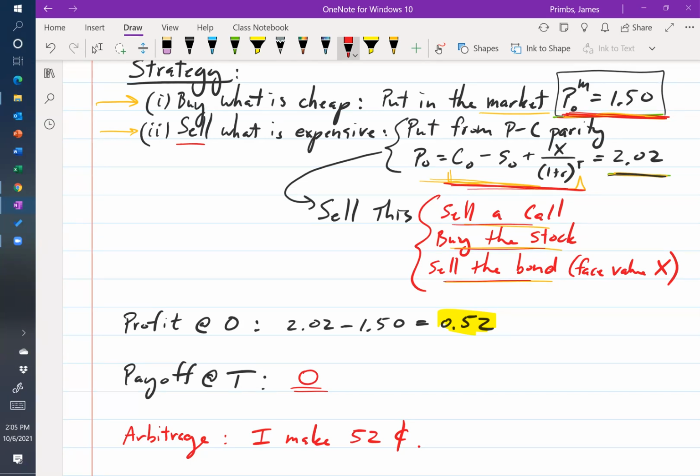How much do I get by selling that synthetic put? I get $2.02. Wow. You bought a put for $1.50. You turned around and sold essentially the exact same thing, just a synthetic one, for $2.02. You just pocketed 52 cents. That's an arbitrage.